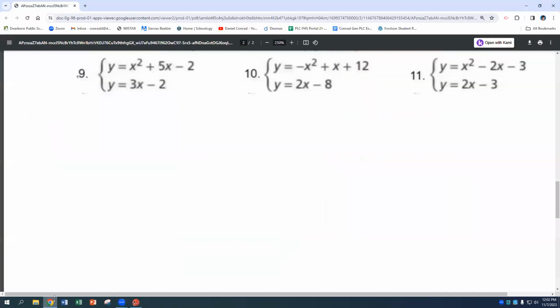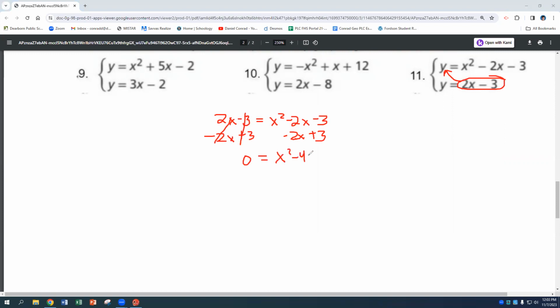All right, but let's do it by substitution. Okay, so I'm going to substitute in 2x minus 3 here. All right, so we get 2x minus 3 equals x squared minus 2x minus 3. Okay, we're going to subtract 2x from both sides. We're going to add 3 to both sides. It's going to give me 0 on the left, minus 4x on the right here, and then those are going to cancel.